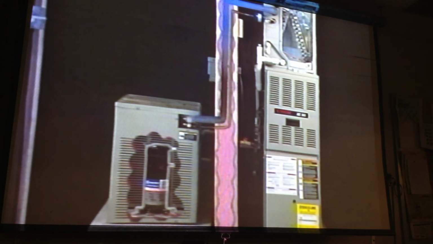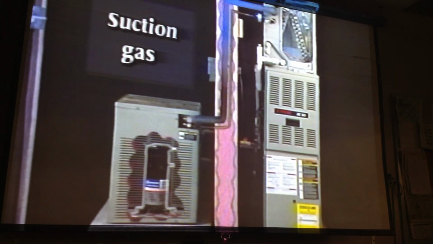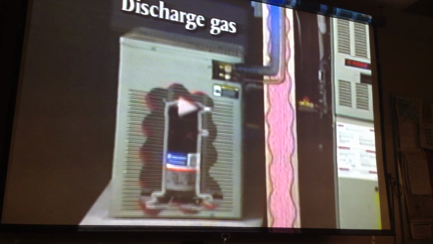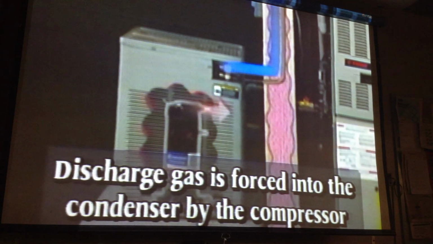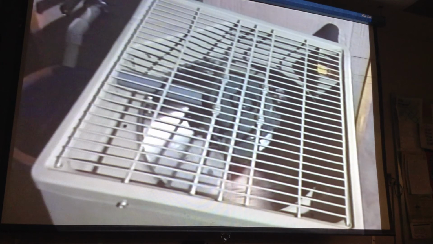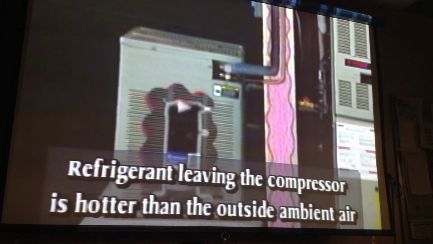Their function is to receive from the evaporator a low-pressure superheated vapor called suction gas and compress it into a high-pressure, high-temperature vapor called discharge gas. This discharge gas is forced into the condenser by the compressor. The condenser utilizes a coil, fan motor, and blade to remove absorbed heat from the high-pressure, high-temperature refrigerant vapor it receives from the compressor. Refrigerant leaves the compressor at a temperature higher than the outside ambient air.